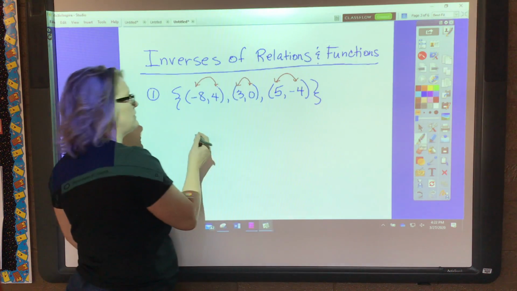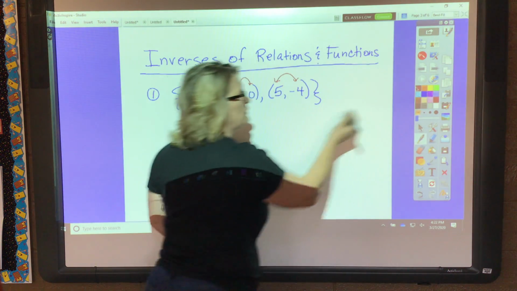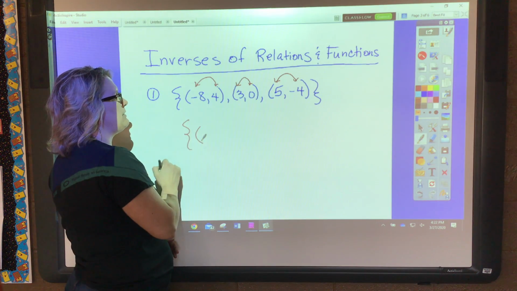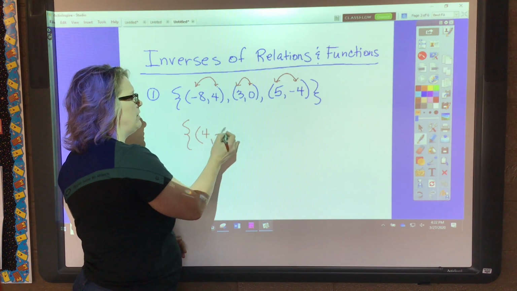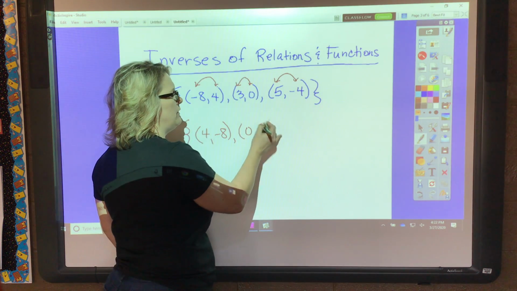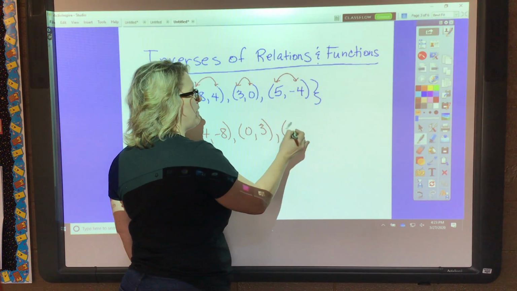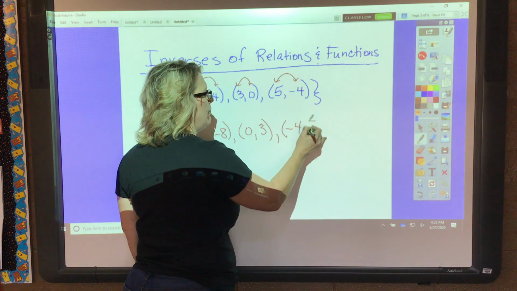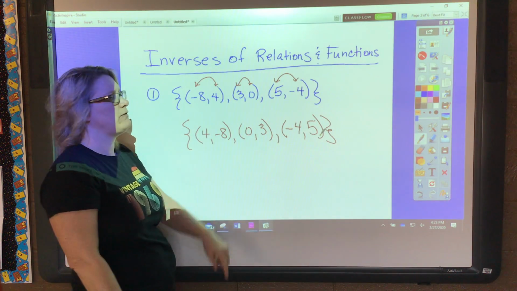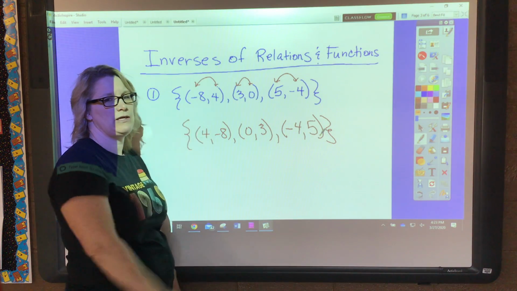So what is the answer to this problem? Maybe I'll continue to do the answer in red so you know that this is the answer. The answer is going to be the ordered pair of 4, -8. The ordered pair of 0, 3. The ordered pair of -4, 5. And guess what? We have just found the inverse of this beginning relation.